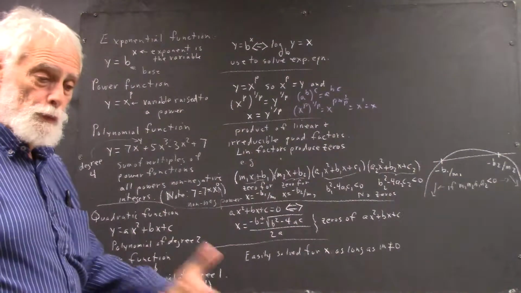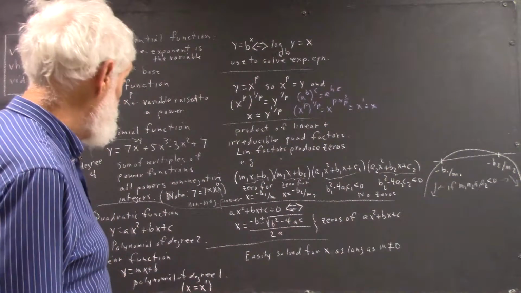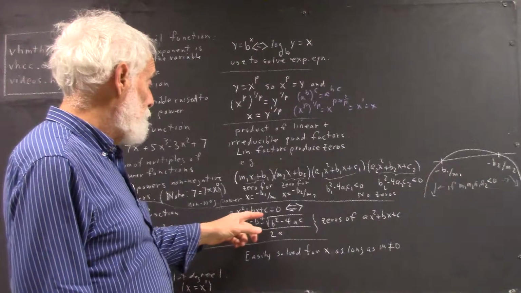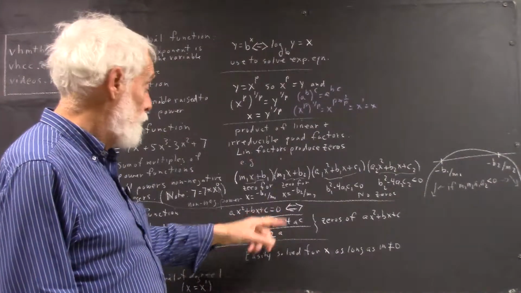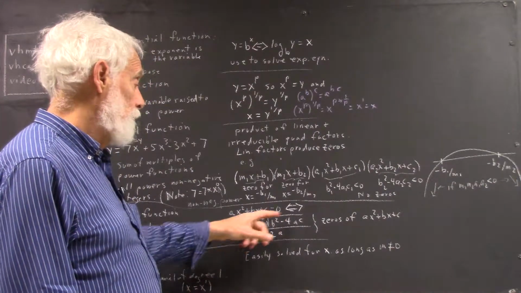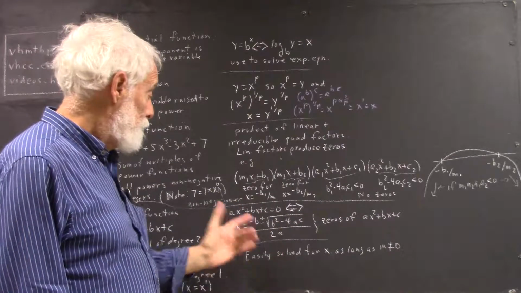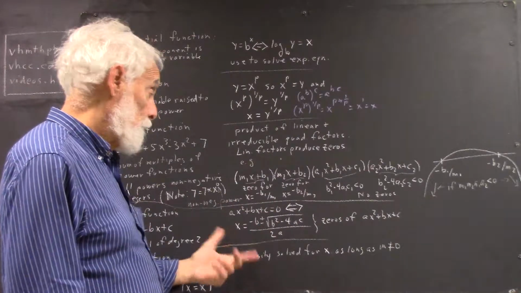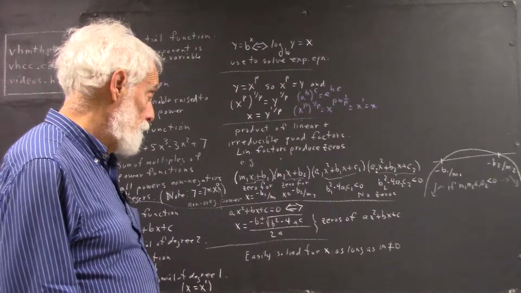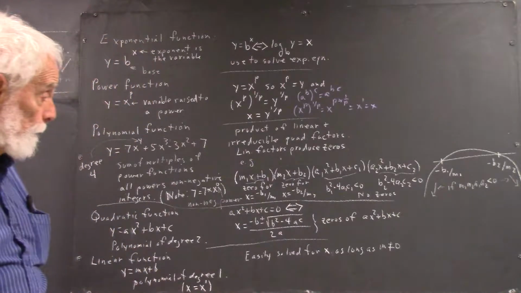The main thing that you want to know about quadratic functions is that ax squared plus bx plus c equals 0 if and only if x is equal to, well, this. This is the quadratic formula, okay? I won't read it to you. You should know it backwards and forwards by now.